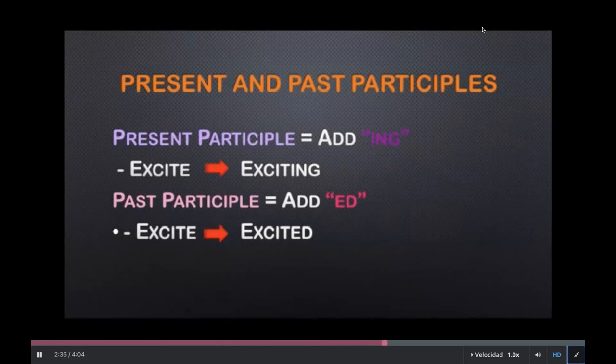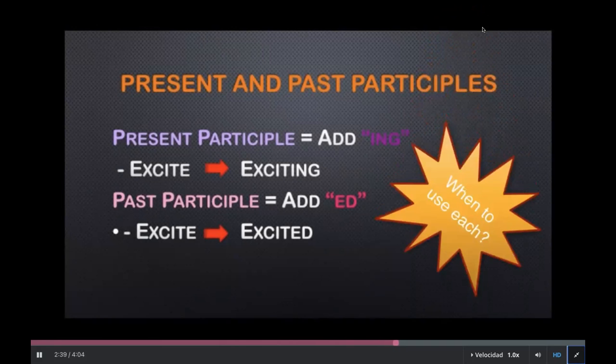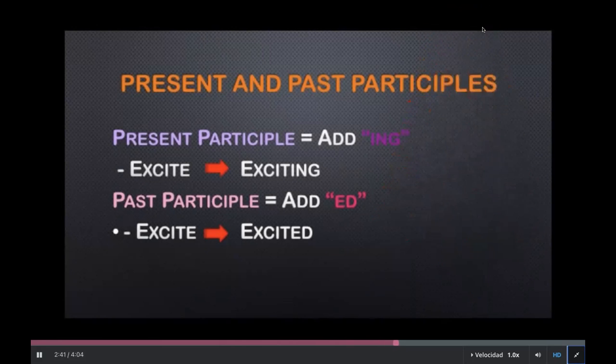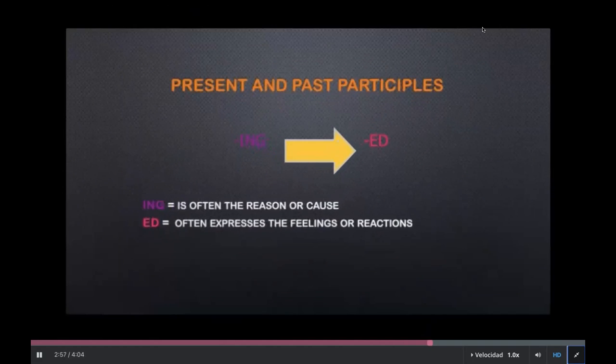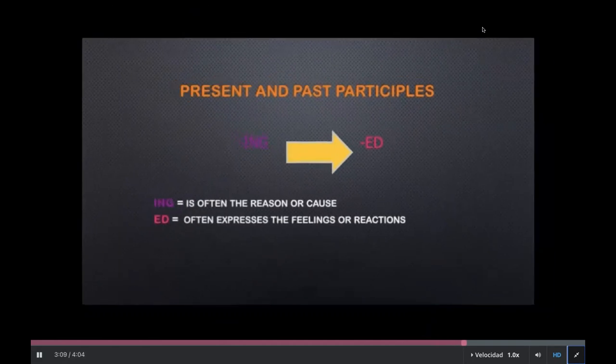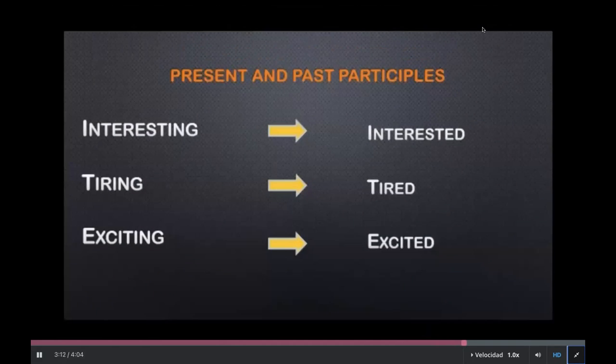I know you're wondering when to use participles in present or past. Here you go. Present participles describe a noun, and past participles describe the feeling of a noun. I'll try to simplify it. ING equals outside factor that causes a feeling. ED equals expresses the feeling or reaction. With examples, I am sure you will understand it better.